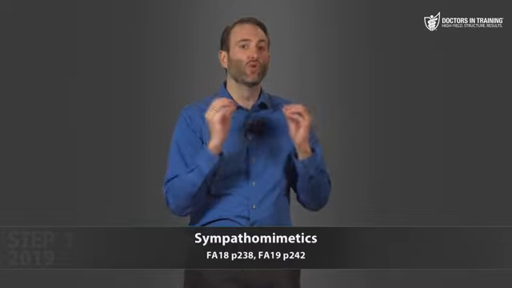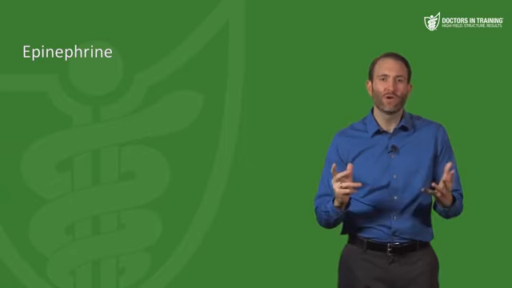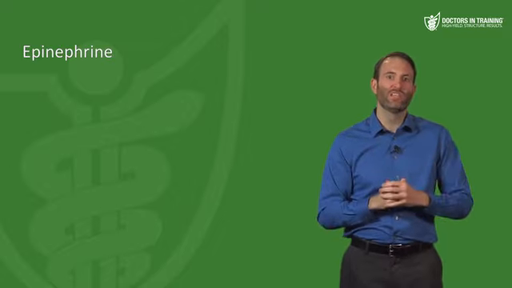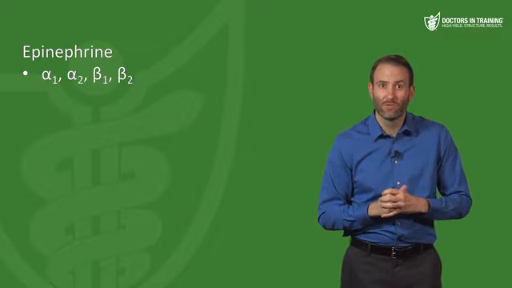First, we'll cover the direct sympathomimetics. Now, the direct agonists or sympathomimetics bind to adrenergic receptors without interacting with the presynaptic neuron. That'll make more sense when we talk about the indirect. So the first drug we're going to talk about is epinephrine. Epinephrine stimulates all of the major adrenergic receptors that we just mentioned.